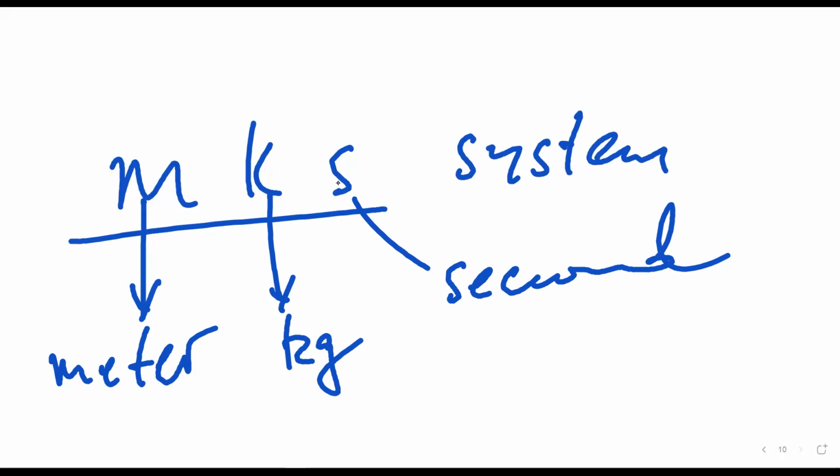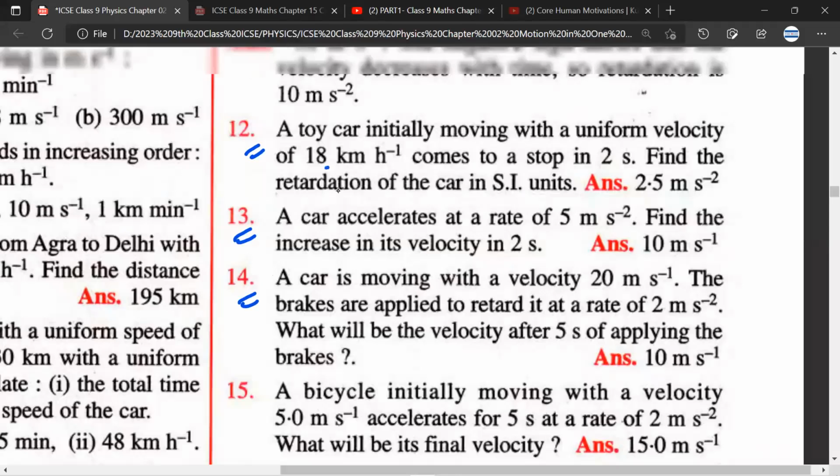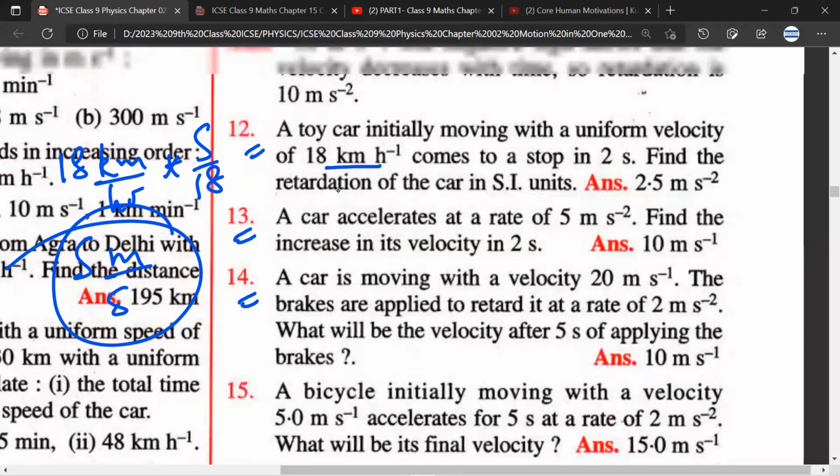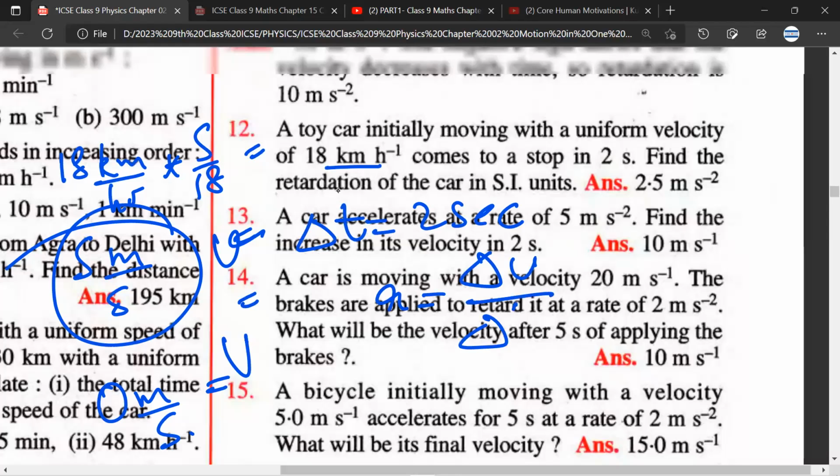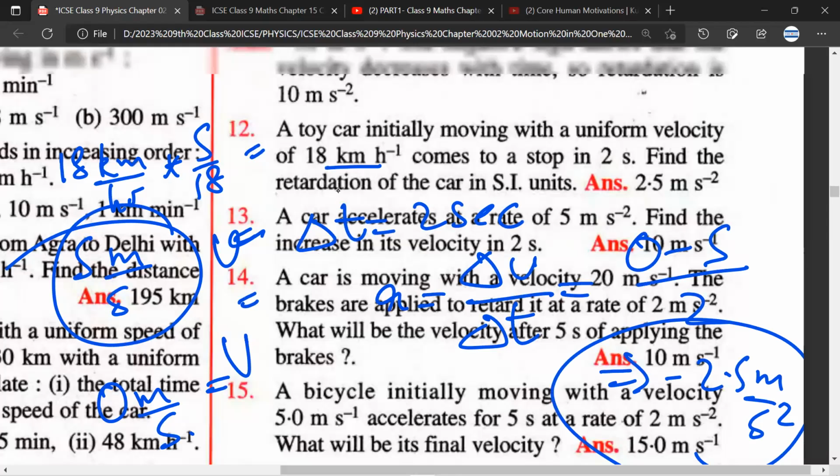So, toy car moving with the velocity 18 kilometer per hour. 18 kilometer per hour into 5 by 18 is 5 meter per second. Are we clear? Comes to stop. So this is the initial velocity. Comes to stop, so final velocity would be 0 meter per second in 2 seconds. So delta t would be 2 seconds, and acceleration would be delta v upon delta t. This would be 0 minus 5 upon 2. This would be minus 2.5 meter per second square. Are we clear? Great.